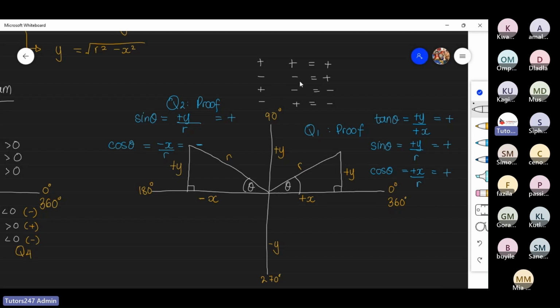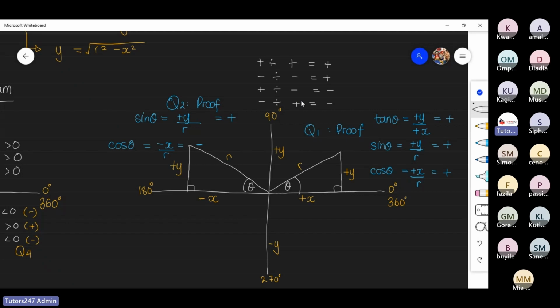So if you have a positive divided by a positive, you'll end up with a positive answer. If you have a negative divided by a negative, you'll end up with a positive answer. If you have positive divided by negative, you'll end up with a negative answer. And lastly, if you have a negative divided by a positive, you'll end up with a negative.